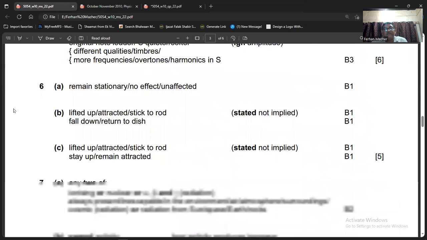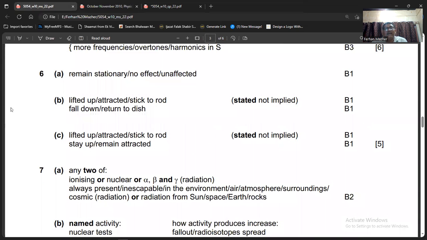So let's check. This is the marking scheme. Question number 6, A part: remains stationary, no effect, unaffected. Iron: lifted up, attracted, stick to the rod, fall down, returns to the dish. C part: lifted up, attracted, stick to rod, stays up, remains attracted.